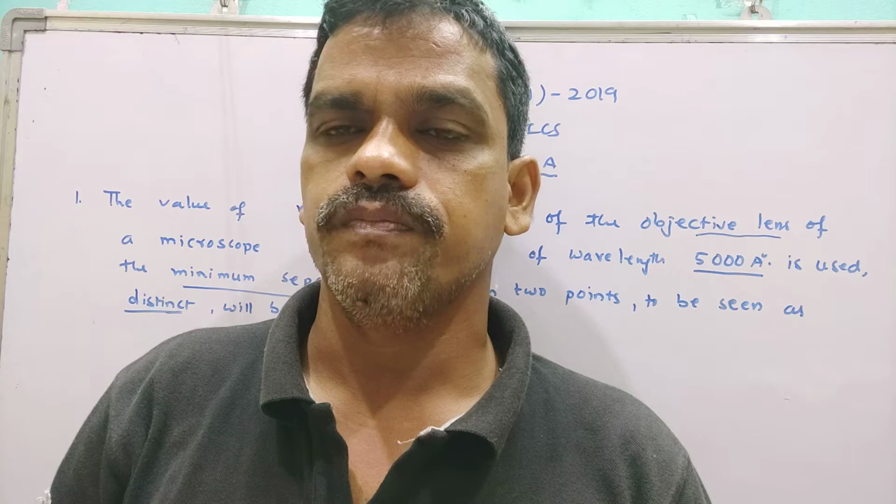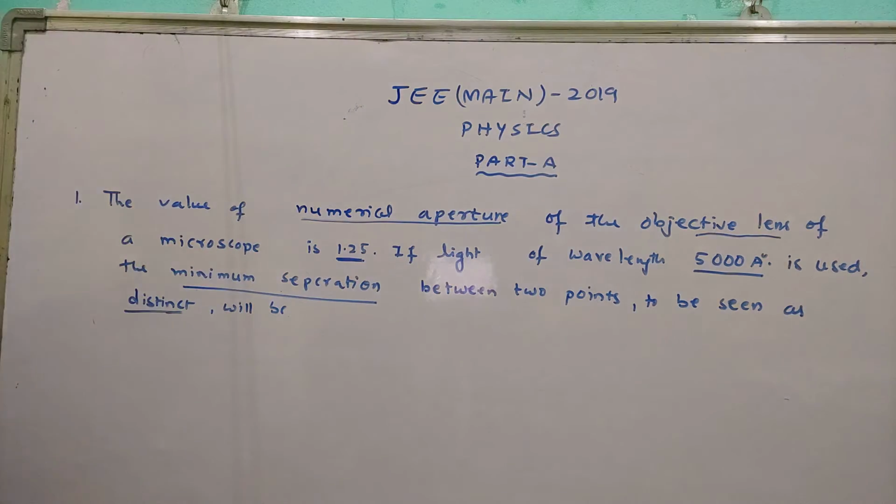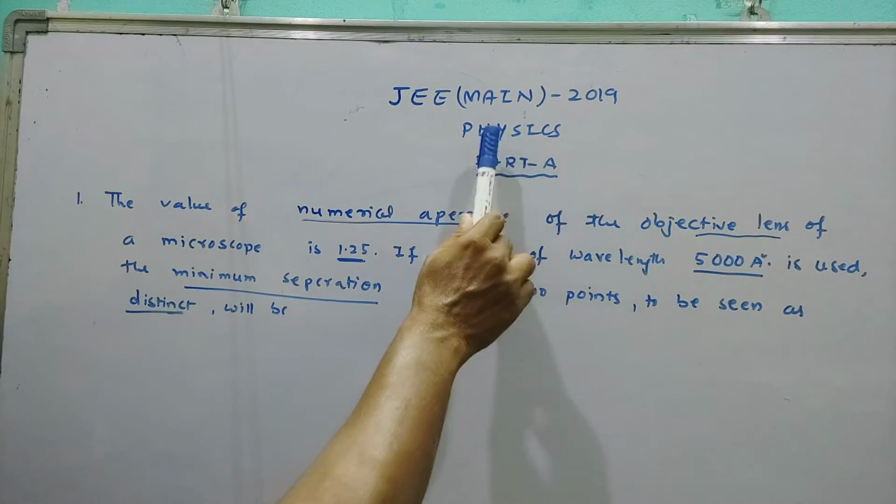I am giving JEE Main 2019 physics paper questions with solutions. So here I have one question. What is the question? JEE Main 2019 physics part A.